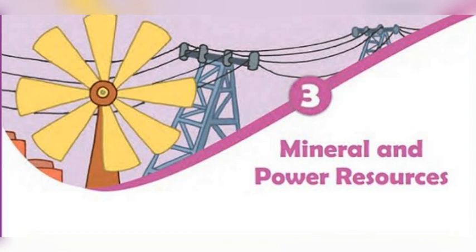Word origin. The word petroleum is derived from Latin words petra meaning rock, and oleum meaning oil. So petroleum means rock oil. Natural gas. Natural gas is found with petroleum deposits and is released when crude oil is brought to the surface. It can be used as a domestic and industrial fuel.